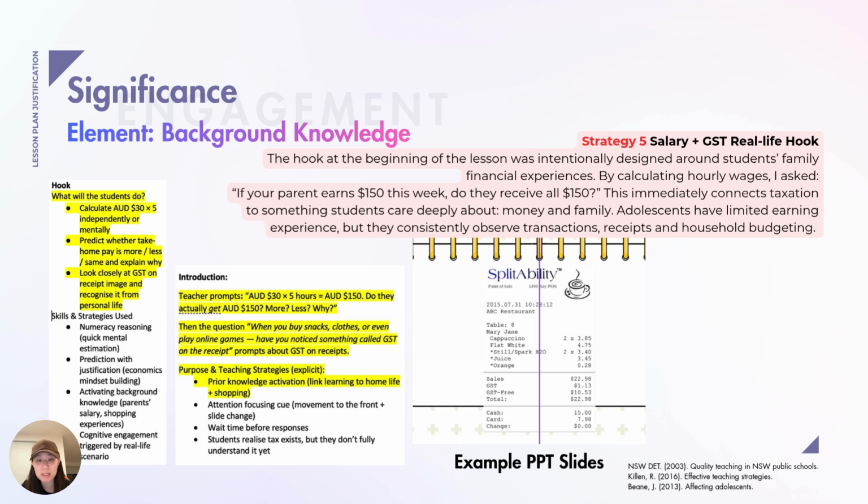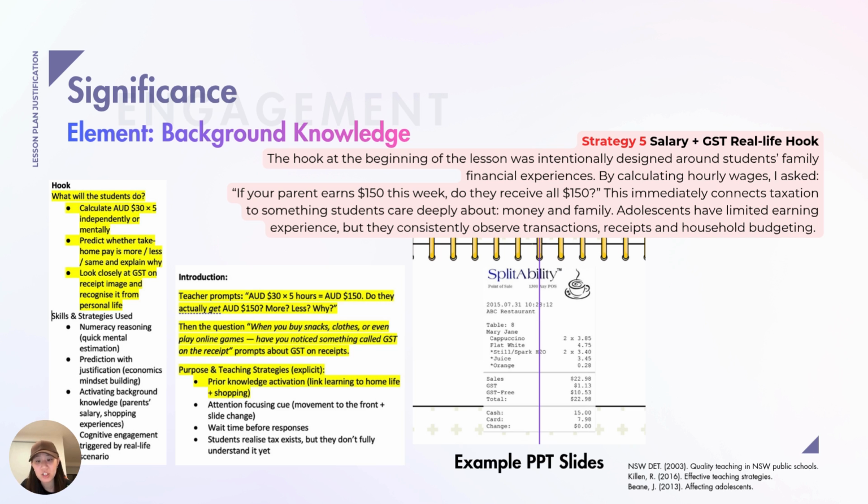So adolescents have limited earning experiences, but they consistently observe transactions, receipts, and household budgeting. So the mention of GST, something printed on every shopping slip, activates tangible existing knowledge. So the significance dimension stresses that learning becomes meaningful when it draws from students' everyday lives. Keelan notes that contextualizing new knowledge helps students understand the purpose of learning rather than memorizing content. So when students realize tax affects their parents' salaries and their own purchases, economic concepts become relevant and understandable.